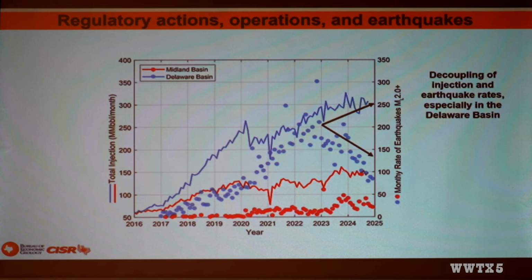And so here you can see in blue the number of earthquakes in the Delaware Basin versus the injection. You can see that disconnect, because now all the injection is happening in the shallow formation, not in the deep formation. Same thing in the Midland, but you have less of an impact because the number of earthquakes was never that high.